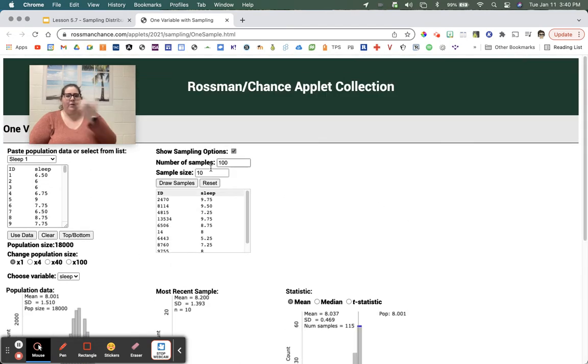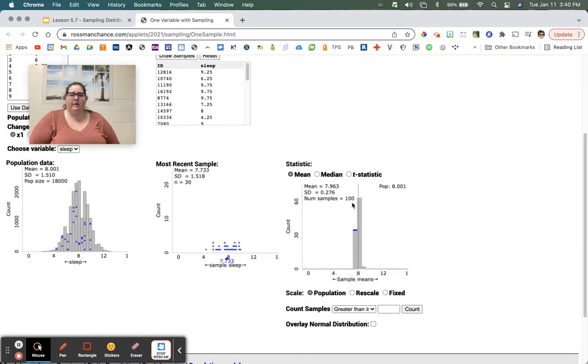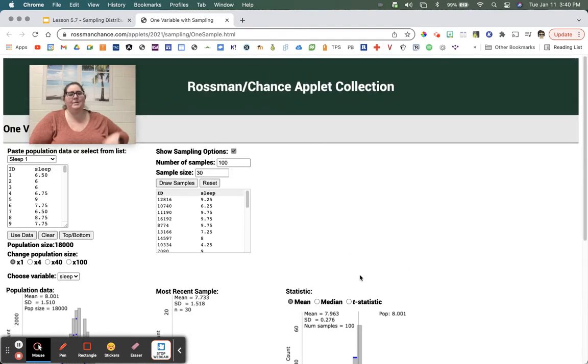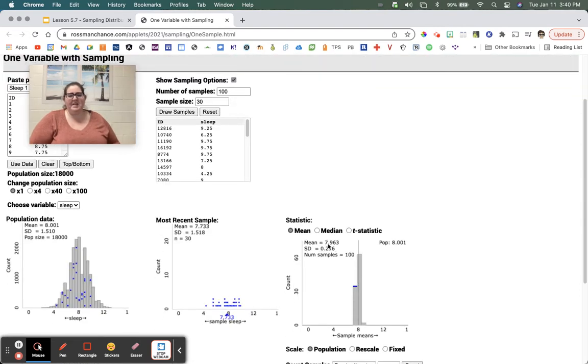I'm going to reset this and say, what if I take bigger samples? What if I take samples of size 30? I can see that my sampling distribution is even smaller. The standard deviation is even smaller than it was before because my sample size got bigger, but my mean is about the same as the population.